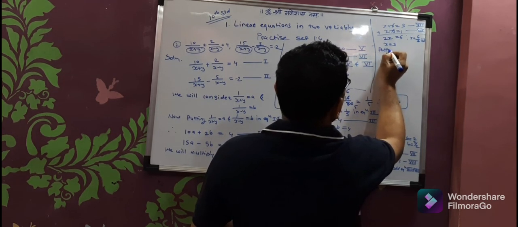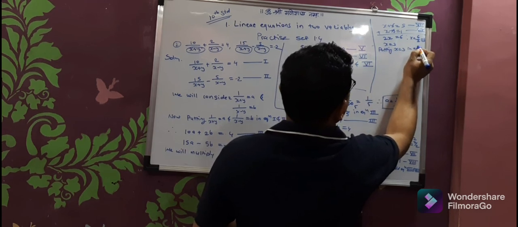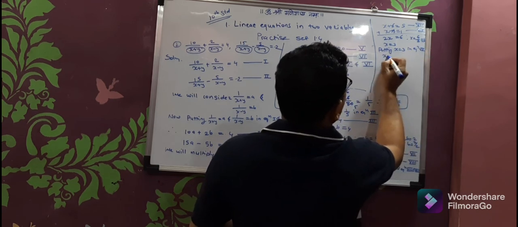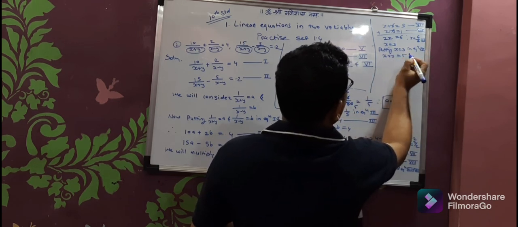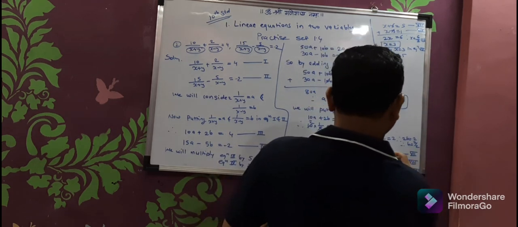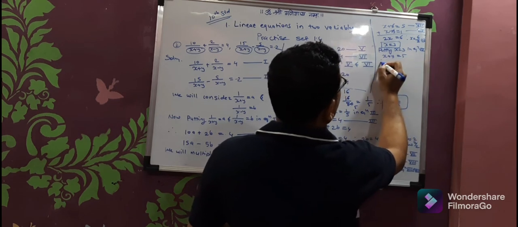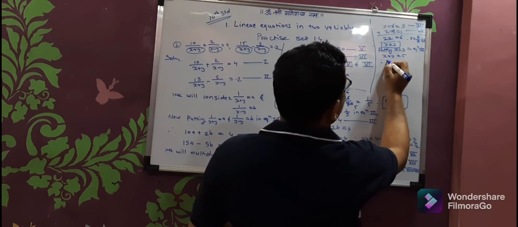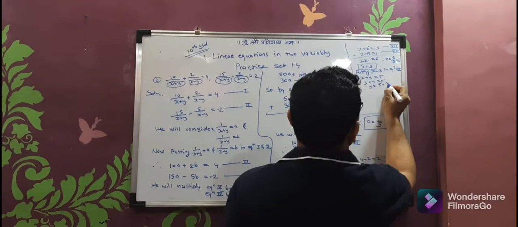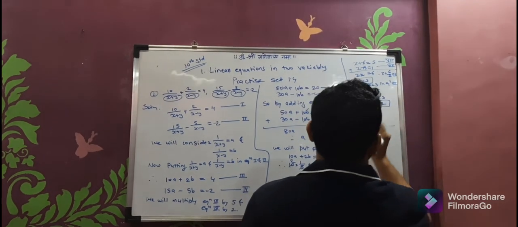Putting x is equal to 3 in equation 7. So 7th equation, x plus y is equal to 5. x is 3 plus y is equal to 5, so y is equal to 5 minus 3. So y is equal to 2. This is the answer of y.